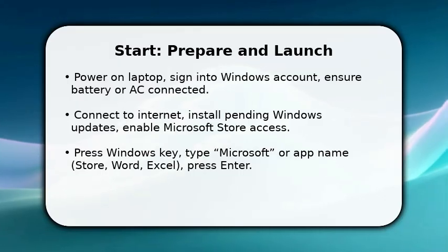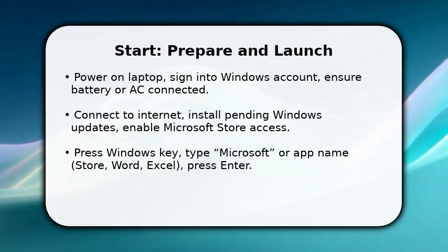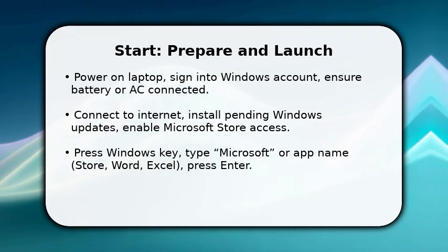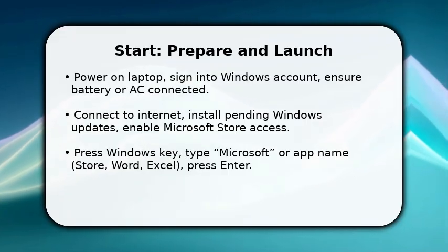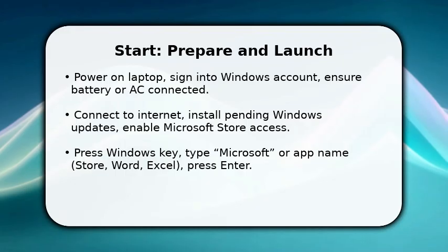You start by making sure the laptop is awake and you're signed into your Windows account. This gives permissions to access Microsoft services. Once connected to the internet, install any critical Windows updates so apps behave predictably.